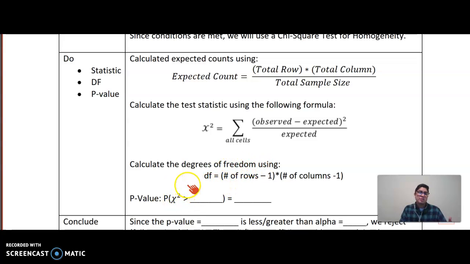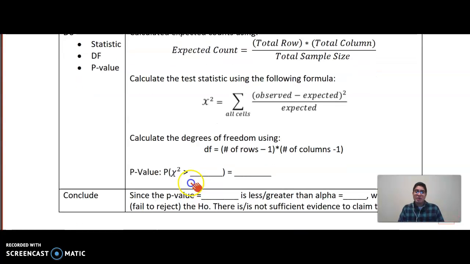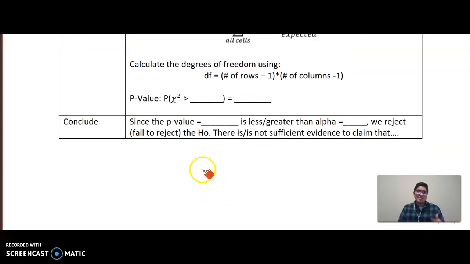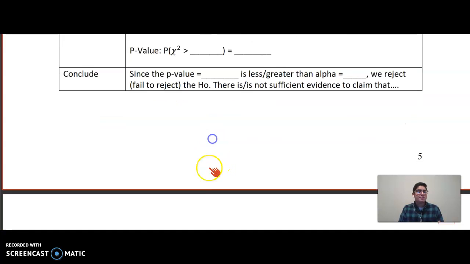Same thing, since we're still measuring a difference that's as large or more extreme than the one that we're observing, we're going to use a greater than probability. And same decisions here. We're going to compare our p-value to our alpha or significance level, and then based on that, we're going to give a conclusion in terms of the alternative hypotheses.